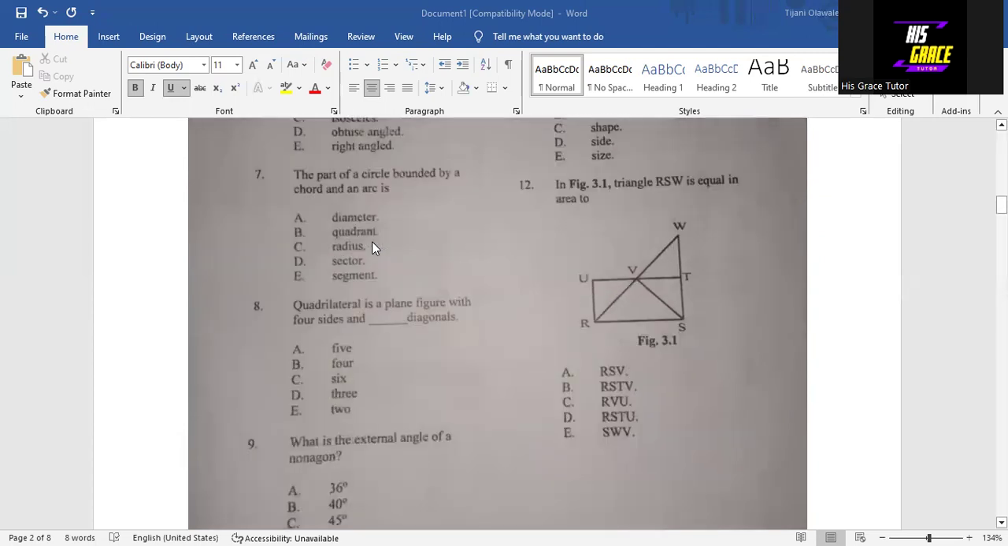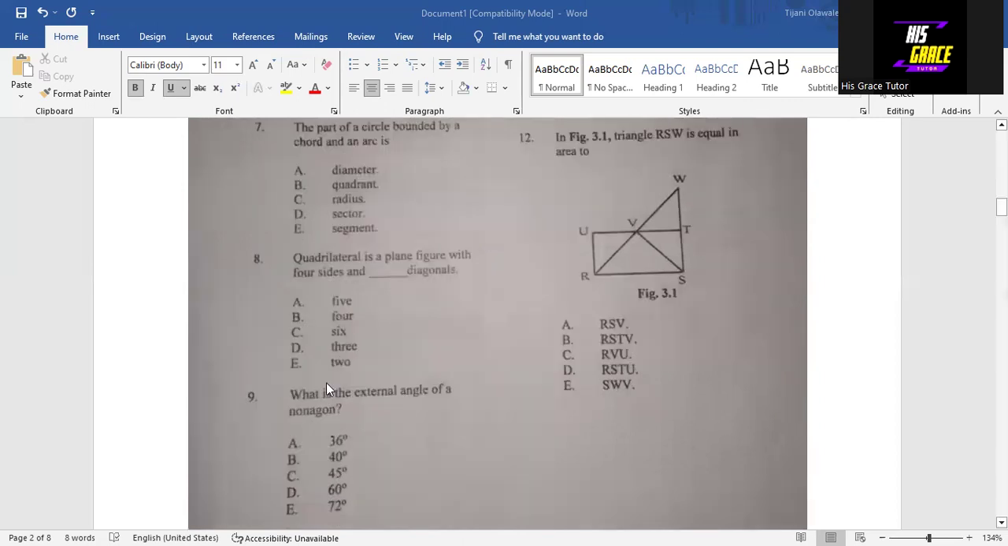Then question 8 says that a quadrilateral is a plane figure with 4 sides and 2 diagonals, whether it is a square, a rectangle, a rhombus, a parallelogram, a trapezium, or a deltoid. Whatever shape we call it, as long as it has 4 sides, we have 2 diagonals. So option E is the answer to that question.